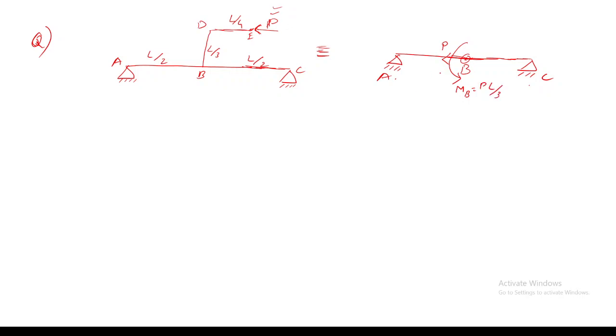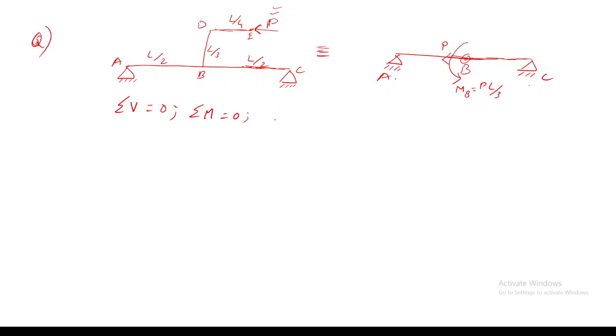So now here we have a net horizontal force and a net bending moment, which equals PL by 3. In order to find the reactions of this hinged support, I will be using the equilibrium equations, summation V equals 0 and summation M equals 0. Using this, can I get the reactions here?